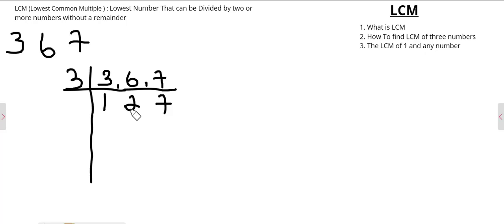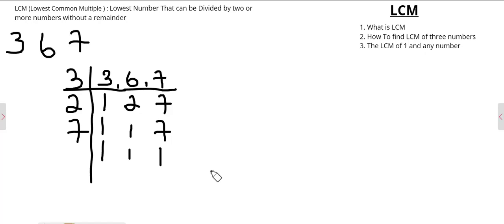What can divide 1, 2, and 7 without a remainder? Essentially, at this point, we're interested in dividing 2 first. So we bring 2, and here will become 1. Then 2 divided by 2 will give us 1. And 2 cannot divide 7, so we still have 7 here. Alright? So next we have to divide 7, and the only number that can divide 7 without a remainder is 7 itself. So we have here 1, 1, 1.